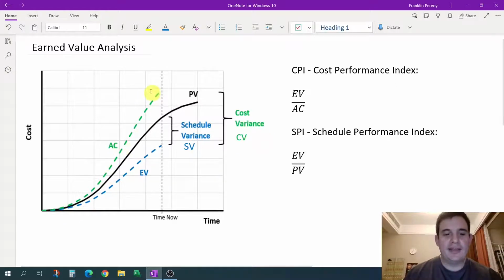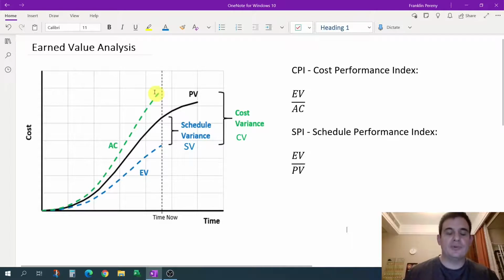So earned value analysis has three lines, and we're going to talk about what each line represents and how that's used. We have a green line, which is AC, which stands for the actual cost on a project. We have the PV line, which means planned value. And we have the EV line, which means earned value. So let's talk about what each of these lines actually means.